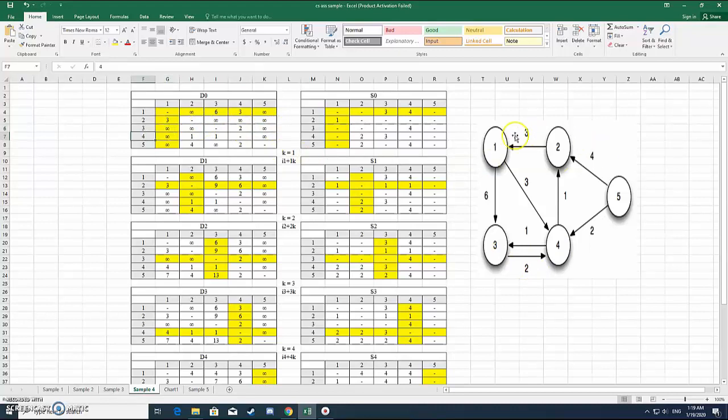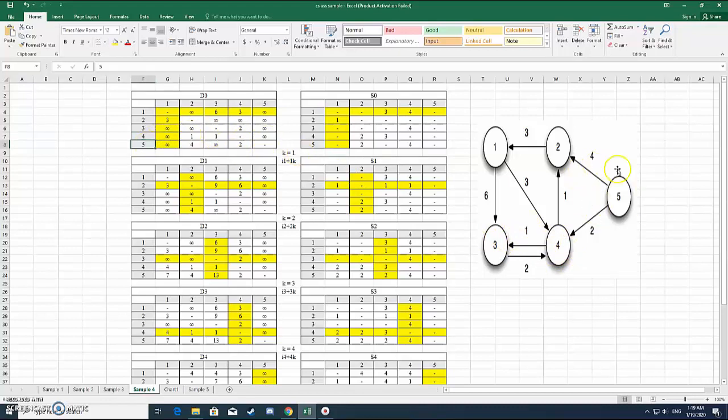Okay, so now we see the 4. The 4 goes to 2 and 3. 4 goes to 2, the distance is 1, so we put the 1 inside the table. 4 goes to 3, the distance is 1, so we also put the 1 inside the table. For the other 2 we put infinity here.